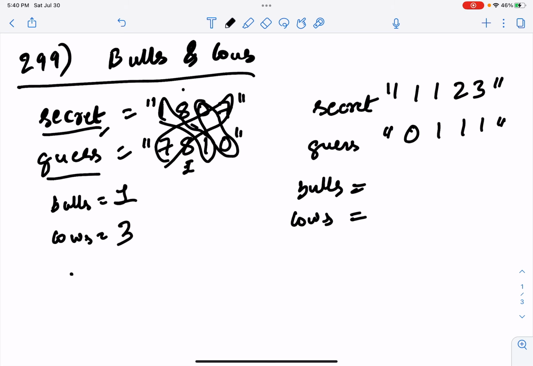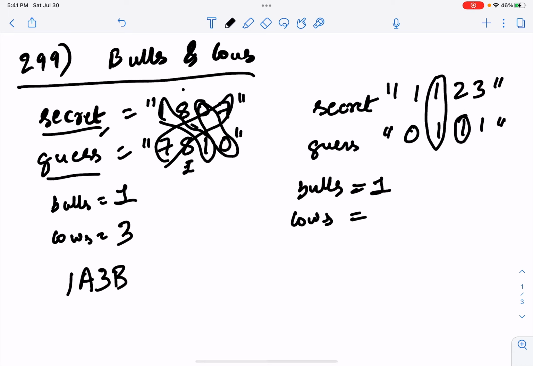So they expect the answer in the form 1A3B. In this second example we have one bull, and we have two values of 1 in guess, but only one value of 1 in secret. So we can either pick this one or this one. So the number of cows would be 1. So here we would return the answer 1A1B.